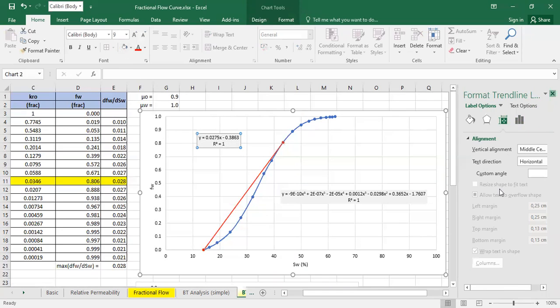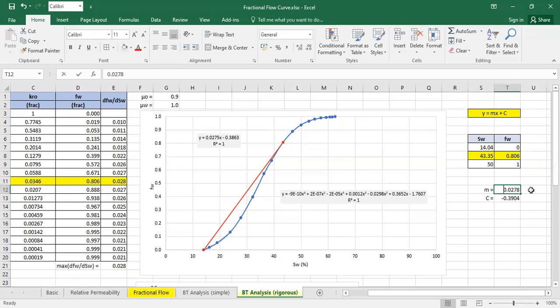Okay, so now we have the correct slope, which is 0.0275. And we have the correct intercept, minus 0.3863. And of course, with that, we can get this water saturation. Okay, of course, the fractional flow here at the top is 1. So now we can just calculate the average water saturation behind the front at breakthrough.